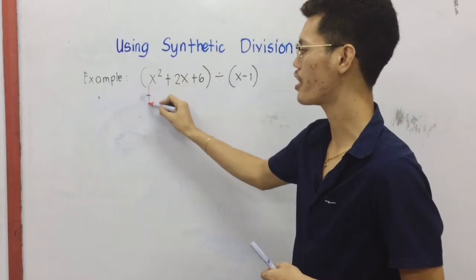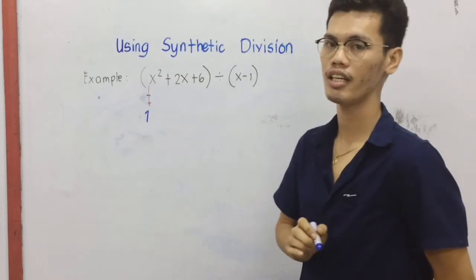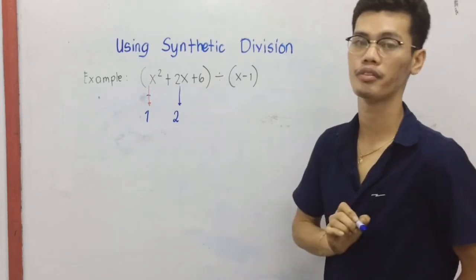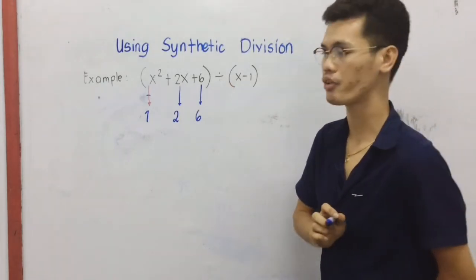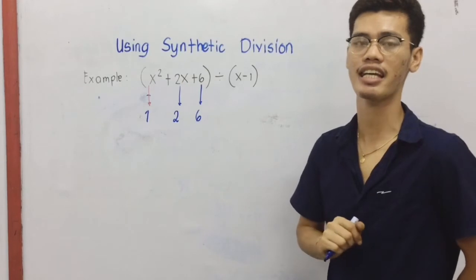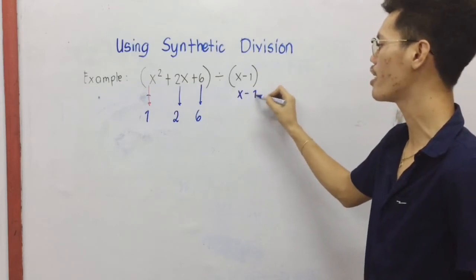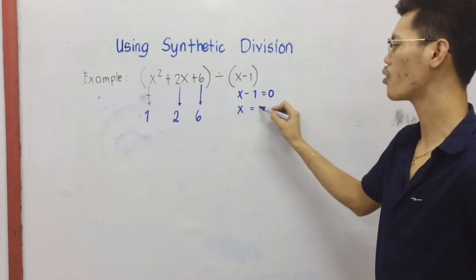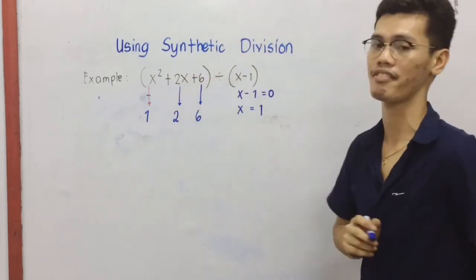So what is the coefficient of your x squared? That is 1. We'll proceed to the next term. The coefficient is 2. And the last term is the constant 6. Afterwards, we have to manipulate your divisor. That means finding the value of x. So we have to equate this to 0. We have x minus 1 equals 0. By addition property of equality, we have x equals positive 1. These are the three things to remember before using synthetic division.